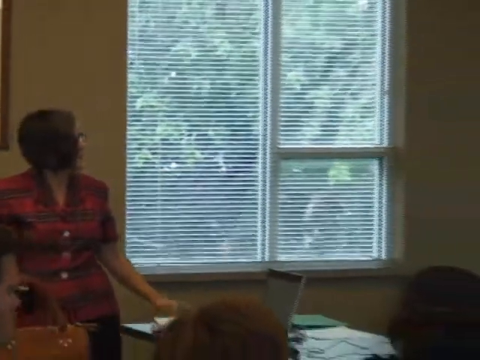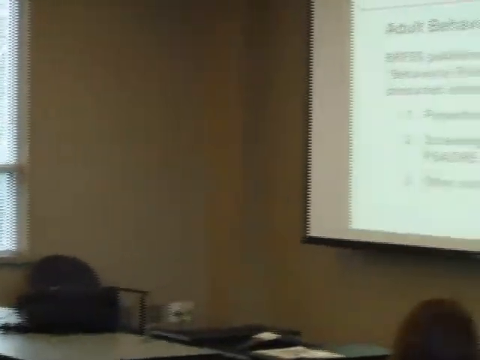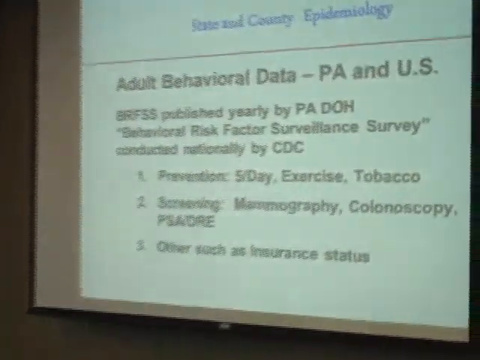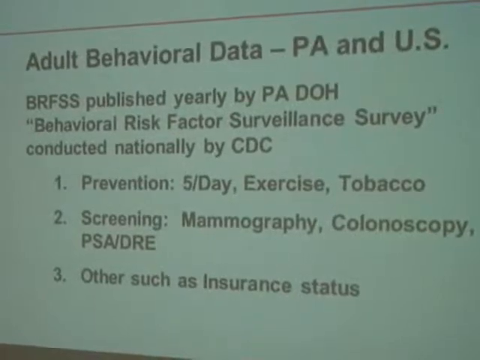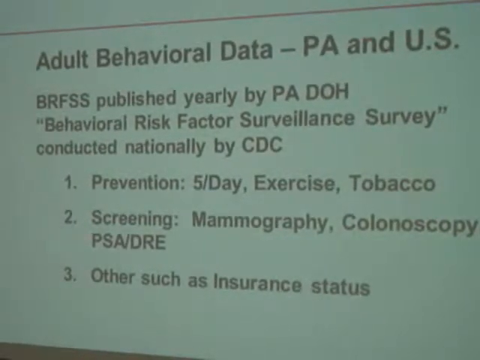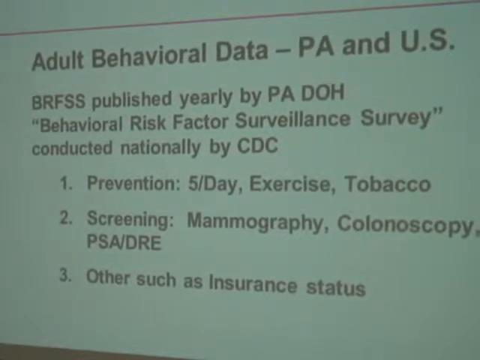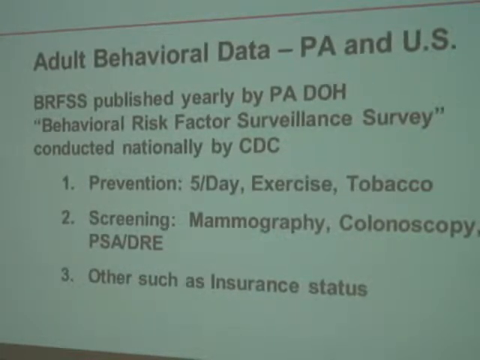So the adult behavioral data for Pennsylvania and the United States is available easily at multiple websites. I always use the Pennsylvania Department of Health website. The behavior data is collected annually by the CDC in a household survey. It's adjusted with really sophisticated methods, and it gives you information on basically prevention, screening, and many other questions that are asked each year or every other year, such as insurance status.